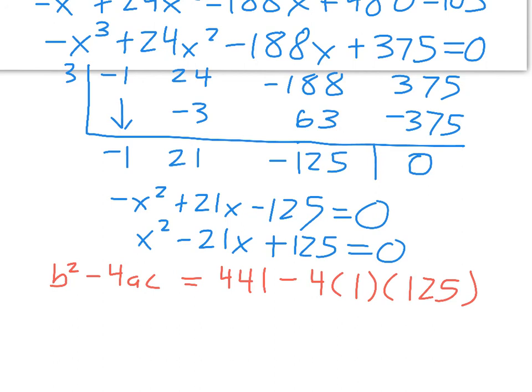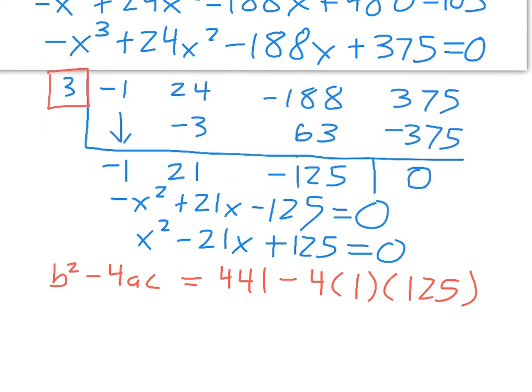Because we have two complex roots, those don't count for the answer to this word problem, so the only answer is the 3. Going back to the question asked, how much should we take from each side? The answer is 3 inches.